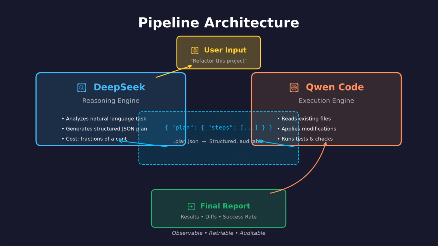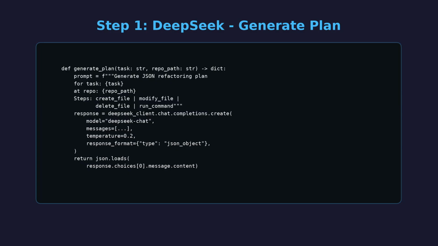The key insight, each tool does what it does best. DeepSeek reasons and plans. Qwen Code reads and writes code. You can review the plan before any code changes happen. If step 3 fails, steps 1 and 2 are already done. Let's look at the code.